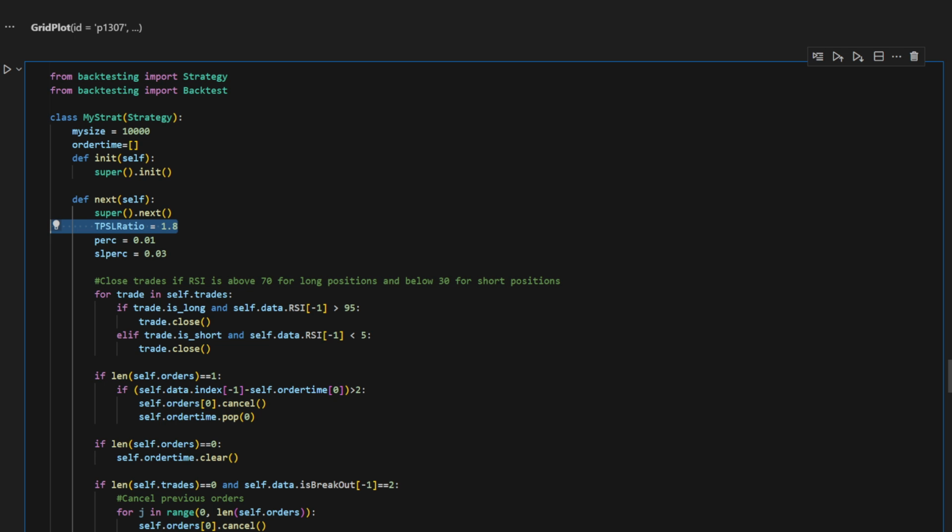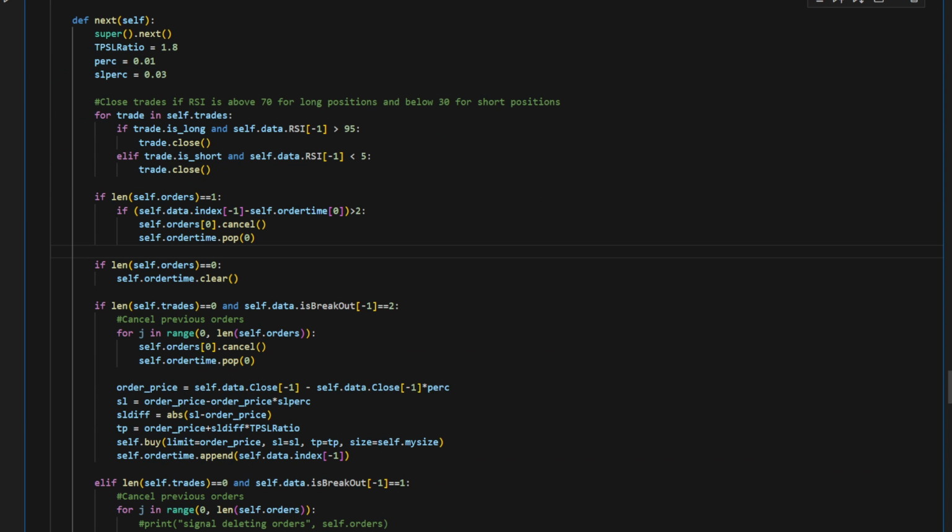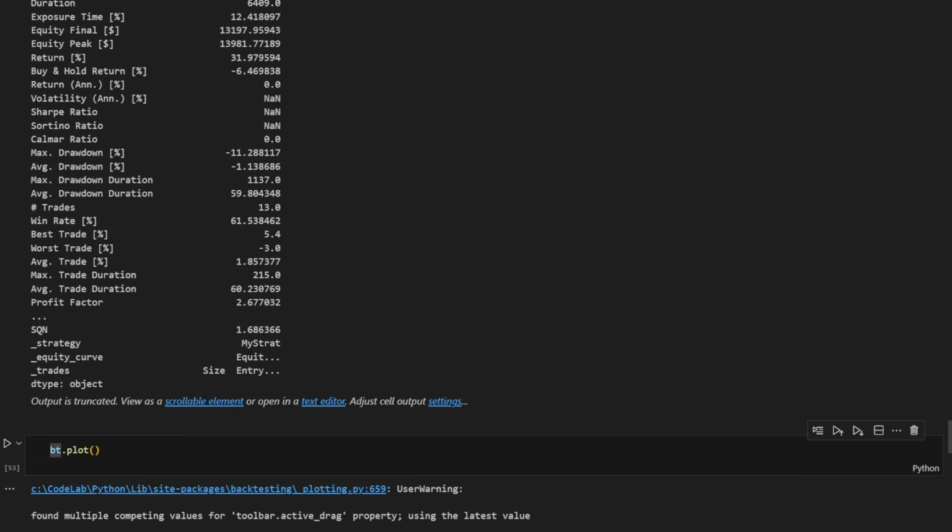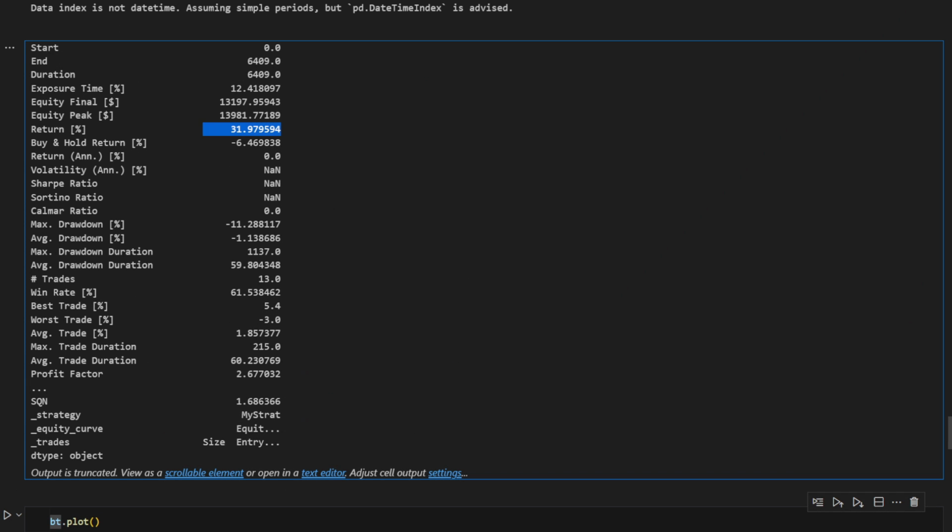From the point we are opening the trade, this is why we're using the order, and also from the point we are closing the trade. And this is where the take profit stop loss ratio comes in. So both points, the entry and the exit, are getting wider, if you know what I mean. And then the stop loss percentage is 0.03. So now we can backtest this one. I'm going to run this backtest, and we're going to see that we have 32% in returns here.